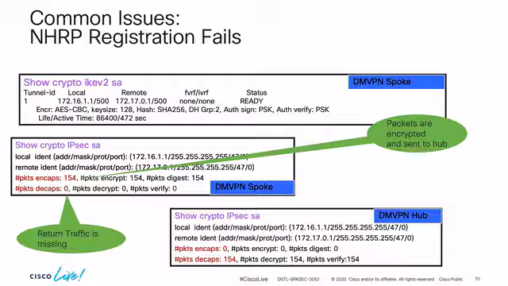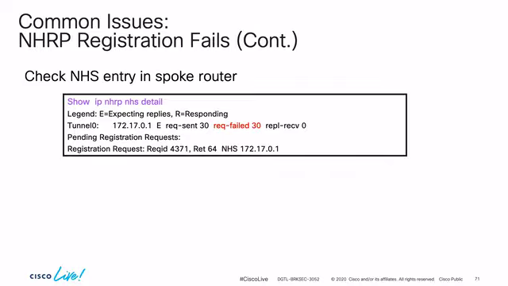So what you need to do is go ahead and take a look at the NHRP next hop server detail entry on the spoke router. So if you run the show ip nhrp nhs detail, what we see is it has sent 30 requests, but it has not got any replies. And if you look at the counter, the requests failed, you would see that all of these 30 requests have failed to receive a reply. So it definitely looks like there is some kind of configuration issue here.